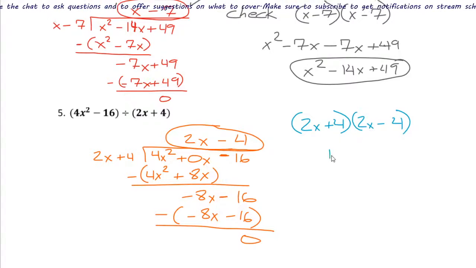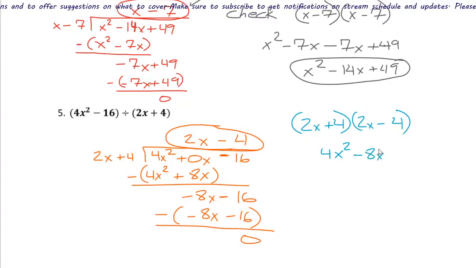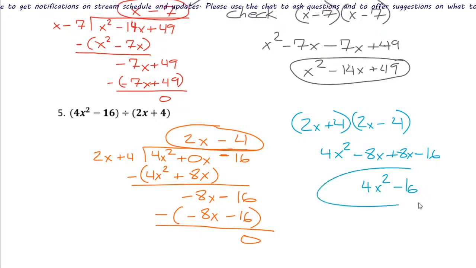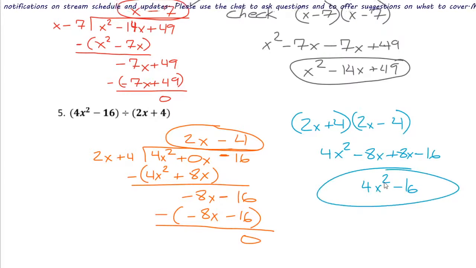2x times 2x is 4x squared. Outside, 2x times negative 4 is going to be negative 8x. Inside, 4 times 2x is going to be positive 8x. And then last, 4 times negative 4 is going to be negative 16. Negative 8x plus 8x will cancel those. So we're just left with 4x squared minus 16. And it matches back up. So our check is good. So our answer is good.